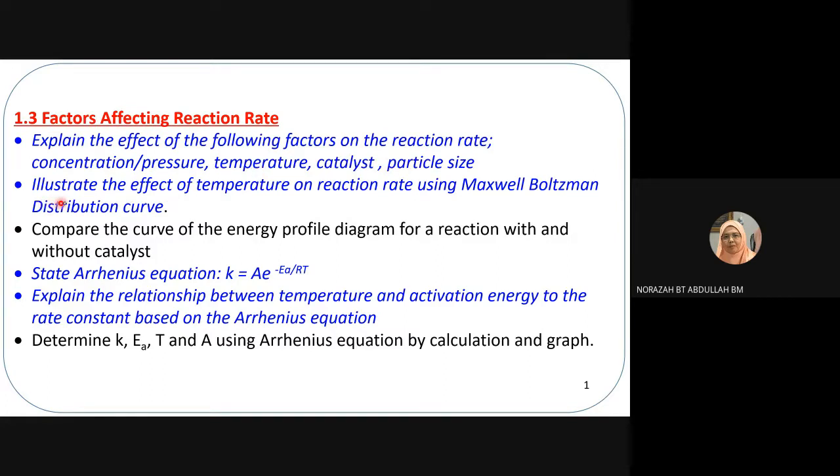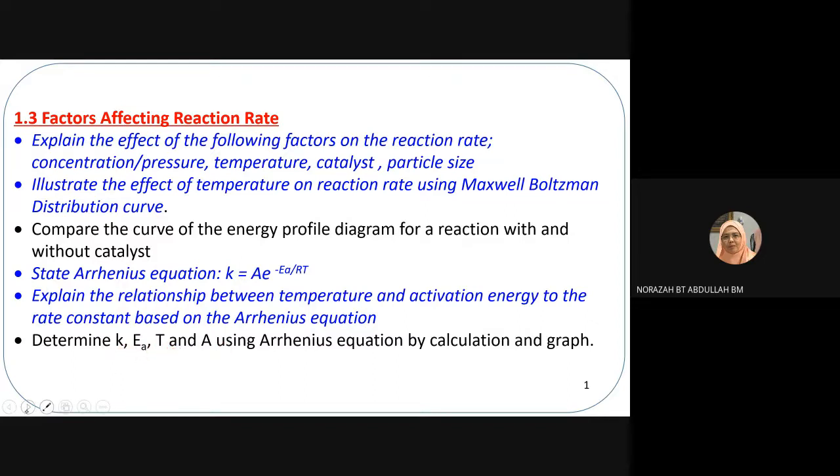And then illustrate the effect of temperature on reaction rate using Maxwell-Boltzmann distribution curve. And compare the curve of the energy profile diagram for reaction with and without catalyst. State Arrhenius equation. Explain the relationship between temperature and activation energy to the rate constant based on Arrhenius equation. And then using the Arrhenius equation, determine value of k, Ea, T, and A.